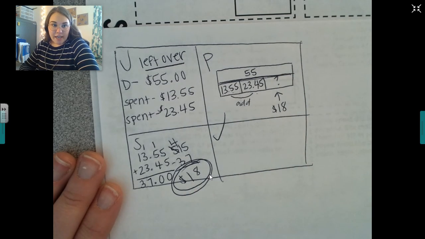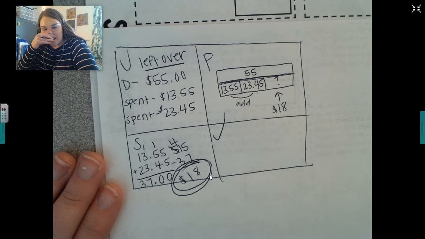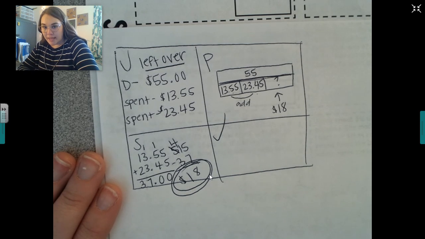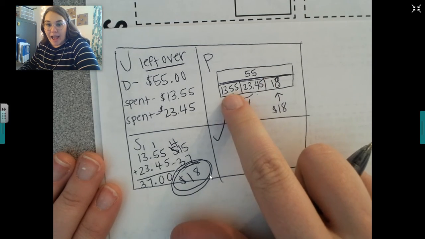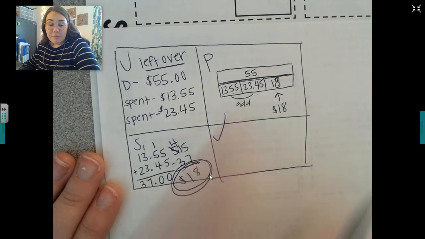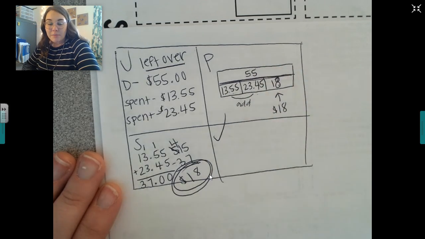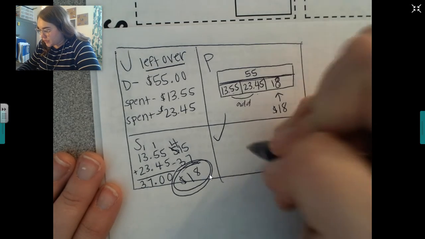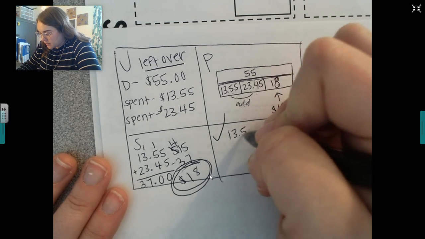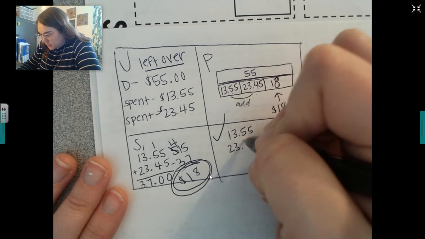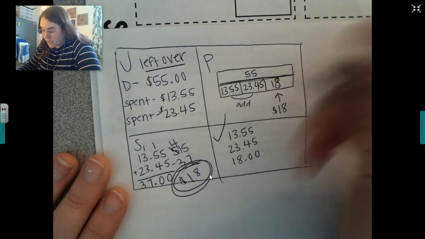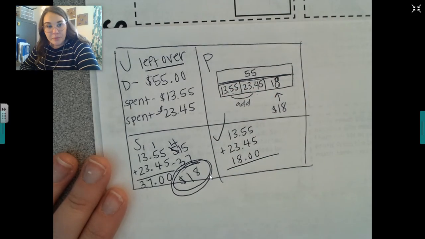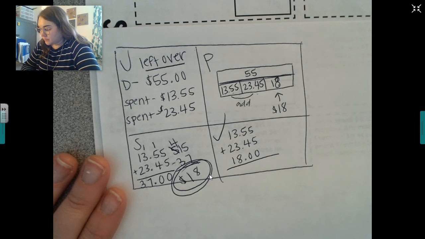Now I'm going to check it. Now for this problem, I'm actually going to do some math to check it. So according to my strip diagram, if I add all three of these together, it'll give me 55. So that's what I'm going to do. I'm going to add all three of these together and check and make sure I get 55. So 13.55, 23.45, 18.00. I want you to pause the video and I want you to add all three of those together and we'll see if we get the same answer.